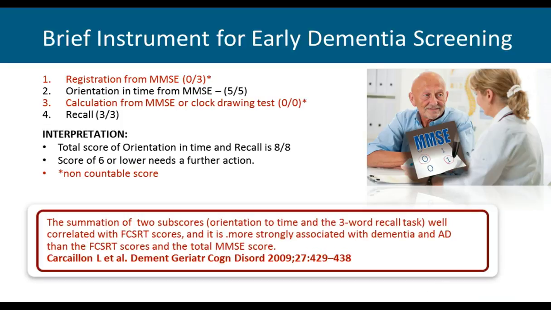So this test was investigated firstly in this paper in 2009, and the conclusion of this paper is that summation of 2 subscores, orientation in time and 3-word recall task, well correlated with the free and cued selective reminding test, and also it's more strongly associated with dementia and Alzheimer's disease than a free recall score or mini-mental. Interestingly, when you are using such an approach, practically you can identify more patients from the population who basically are not aware of their cognitive impairment. However, this should not be sufficient for the diagnosis of dementia, because these patients should be reassessed at least 6 months later to see if there is a progressivity of dementia.